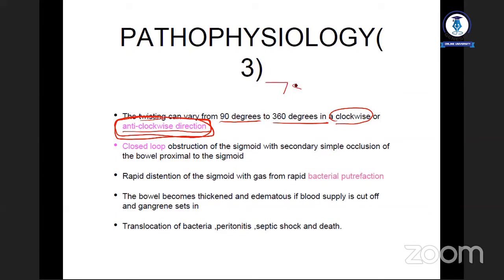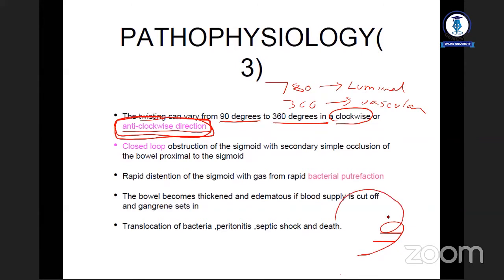If it is 180 degrees, it causes luminal obstruction. If it is 360 degrees, it causes vascular obstruction. There will be a closed loop obstruction, as you can understand. If the sigmoid loop is twisted, if the sigmoid colon is twisted like this, then there will be a closed loop obstruction. From here to here, there will be a closed loop obstruction.